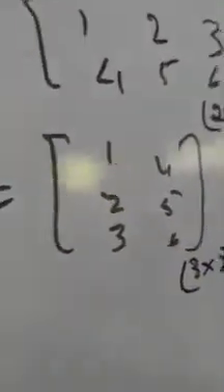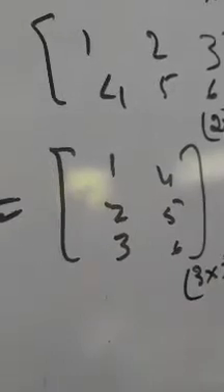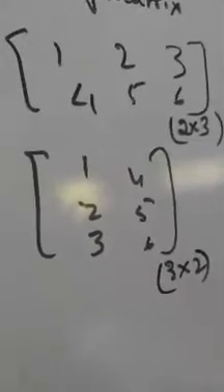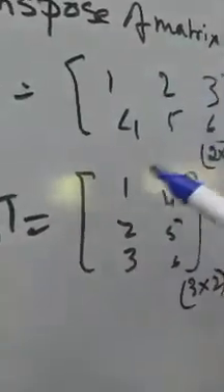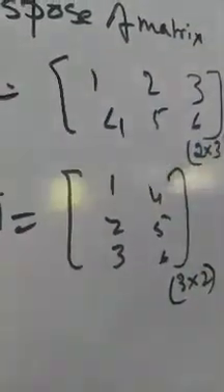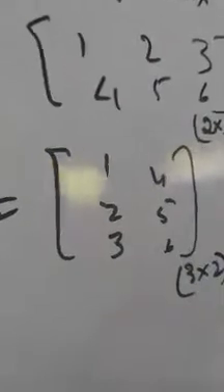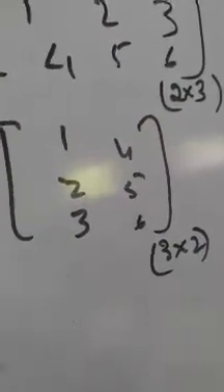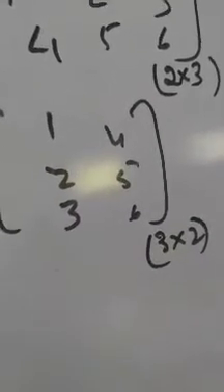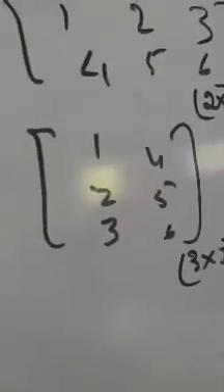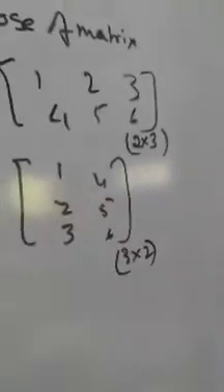So the number of rows will be the number of columns, and the number of columns will be the number of rows. I have interchanged the rows with columns. First row became the first column here, and second row became the second column here. So if a matrix A has the order 2 by 3, then the transpose will have the order 3 by 2. I told you about equality of matrices and transpose of a matrix.